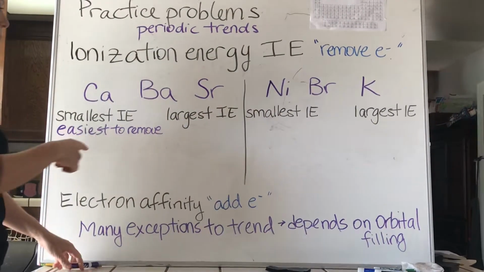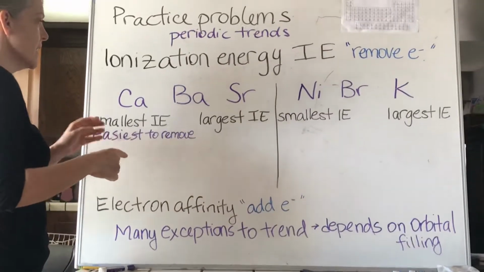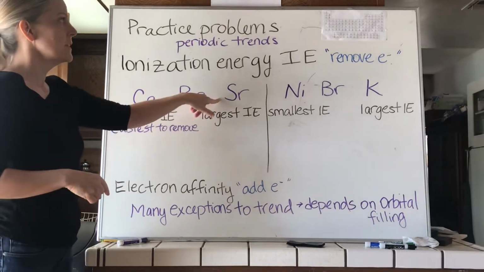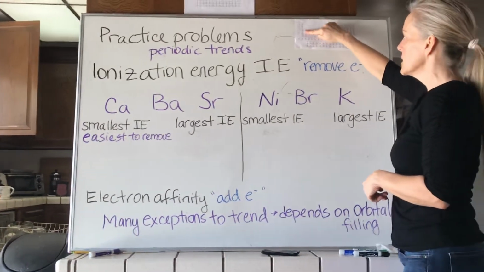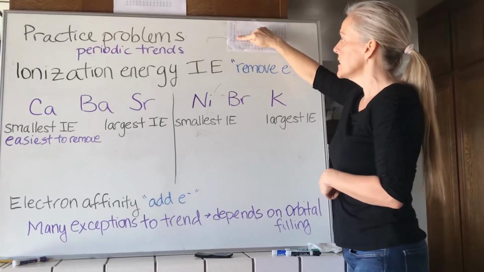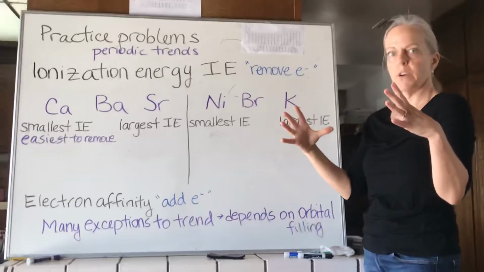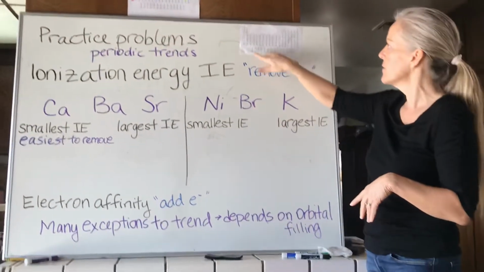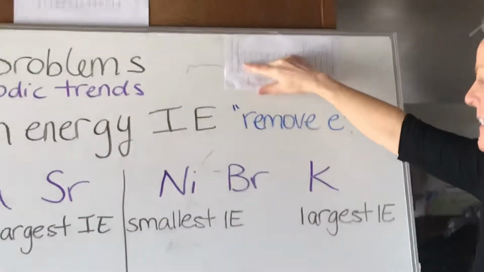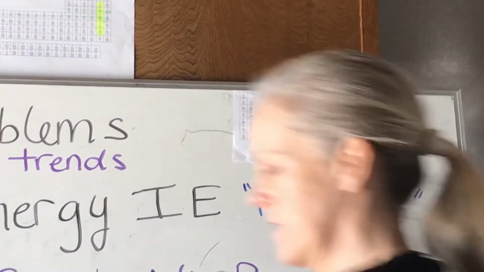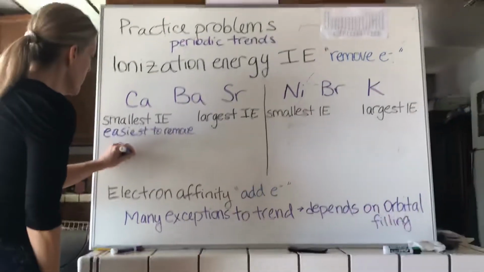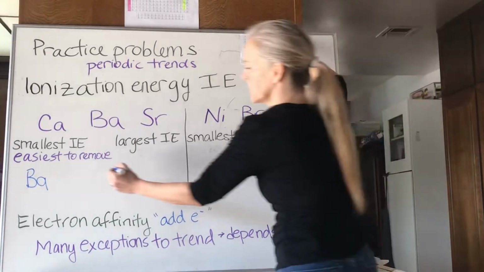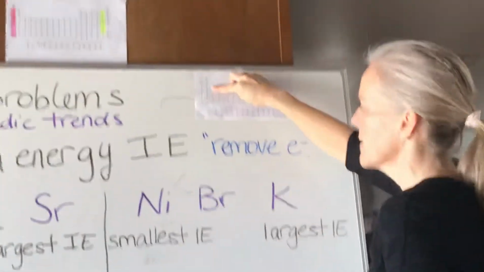The easier it is to remove is based on the fact that that electron is farther away from the positive nucleus that's holding it in. So for calcium, barium, strontium, as you go down this column, the one that is the furthest down has the outside electrons furthest away from that positive nuclear pull. So the farthest one down of those three is barium. So it is easiest to remove an electron from a barium atom than the other two. And then as we go up, strontium is the next one up, and then calcium.